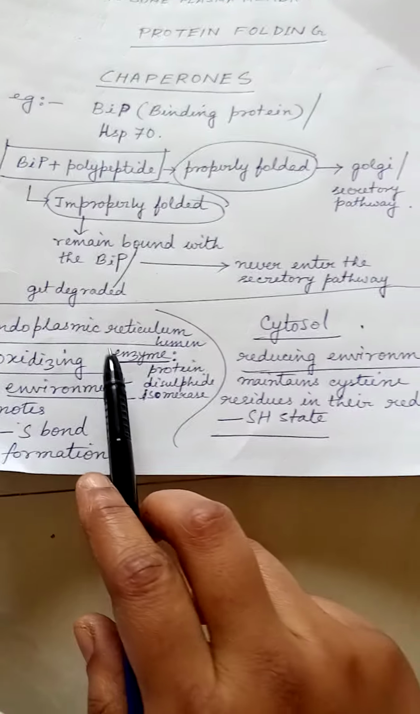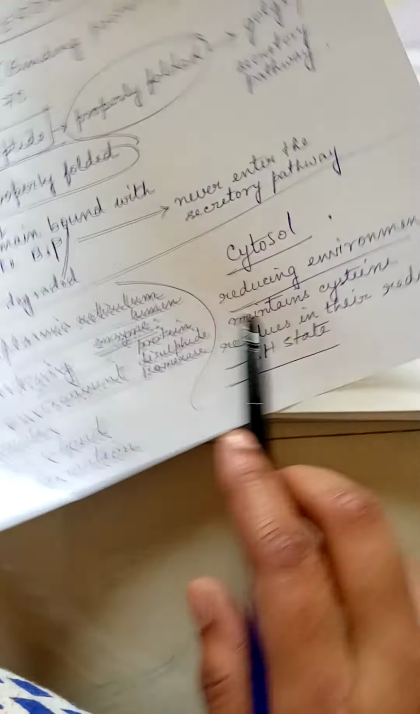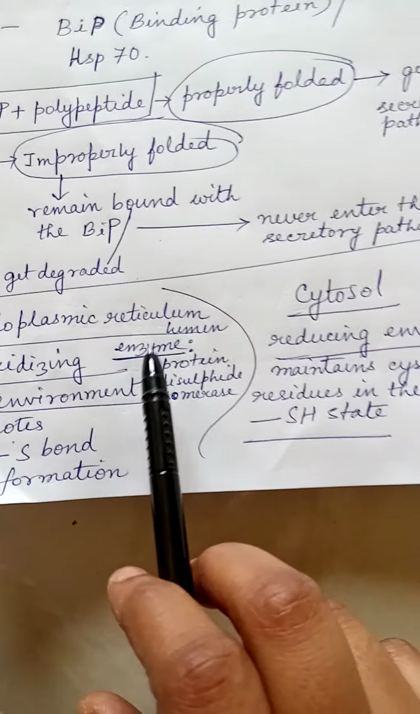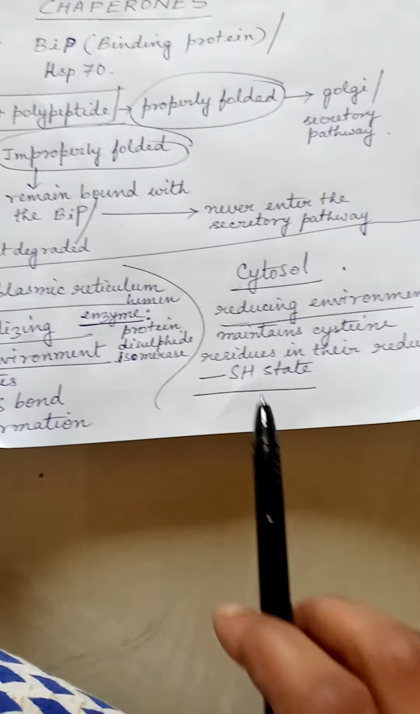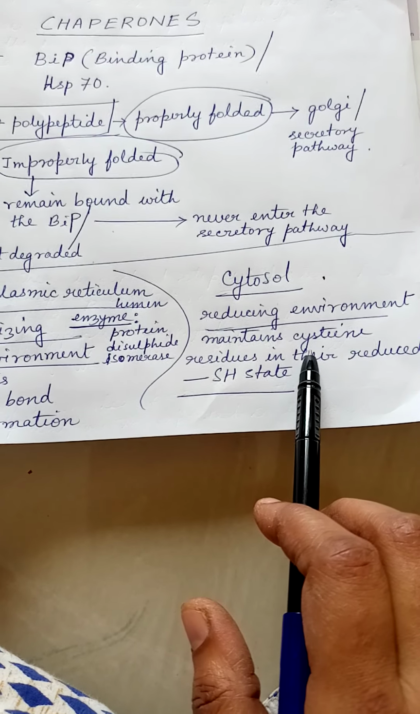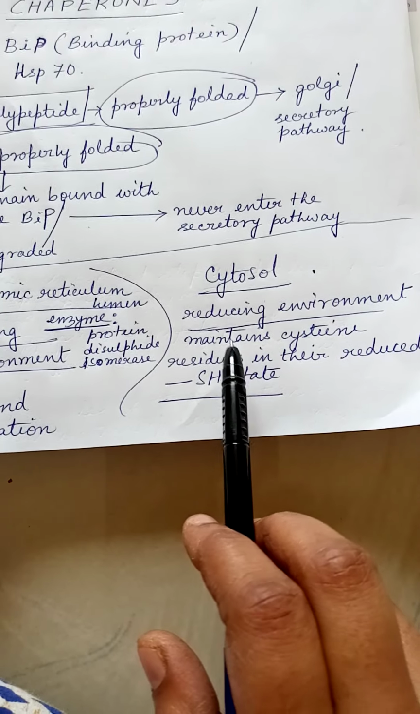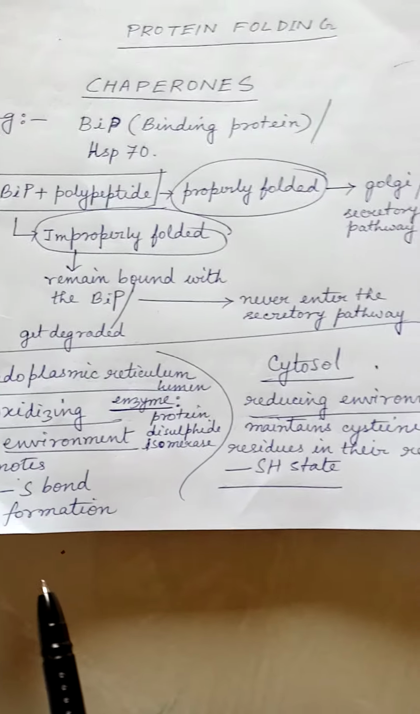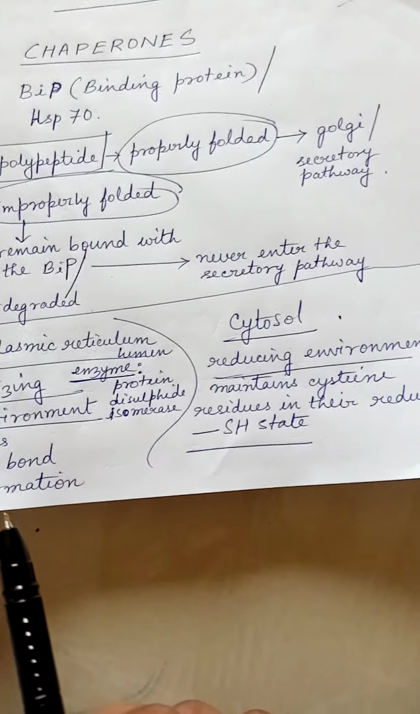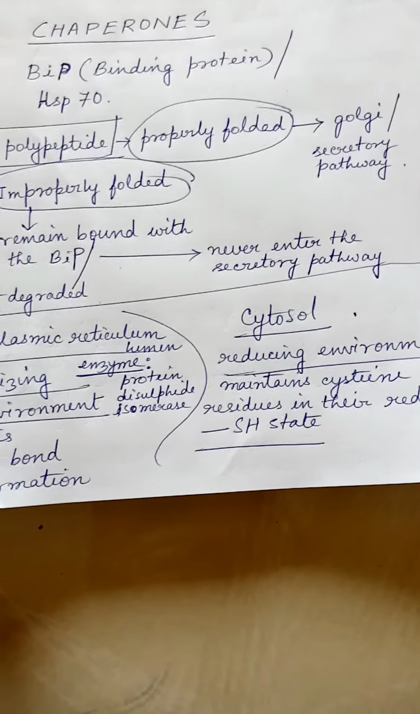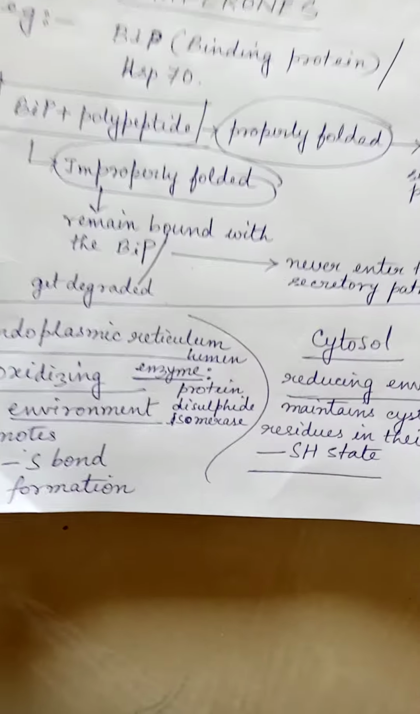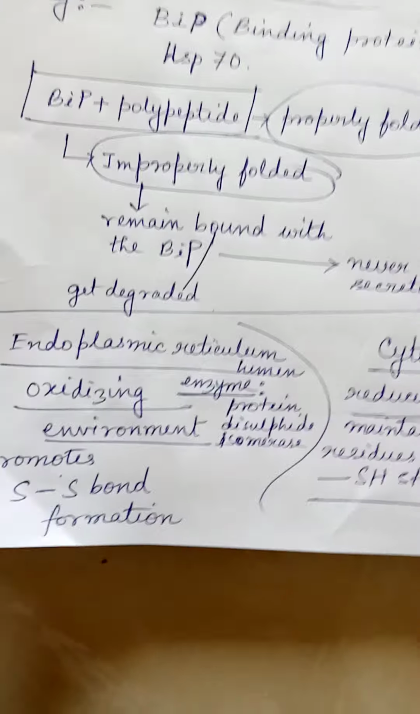You can see that there are two different segments of the cell, we can say compartments. This is the endoplasmic reticulum lumen, and this side is the cytosol. In the cytosol, there is a reducing environment, and this reducing environment always maintains cysteine residues in their reduced SH state. Therefore, disulfide bond formation is not possible in the cytosol. Therefore, if the disulfide bond has to be formed, then it should occur in the endoplasmic reticulum.